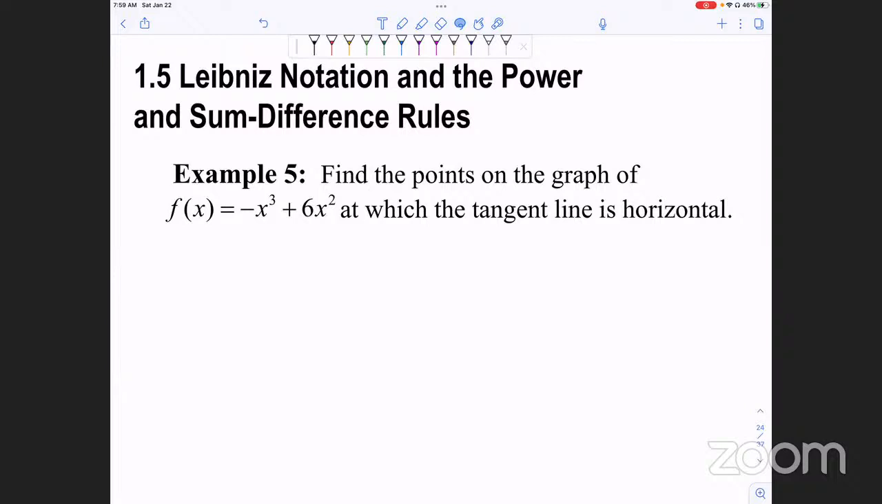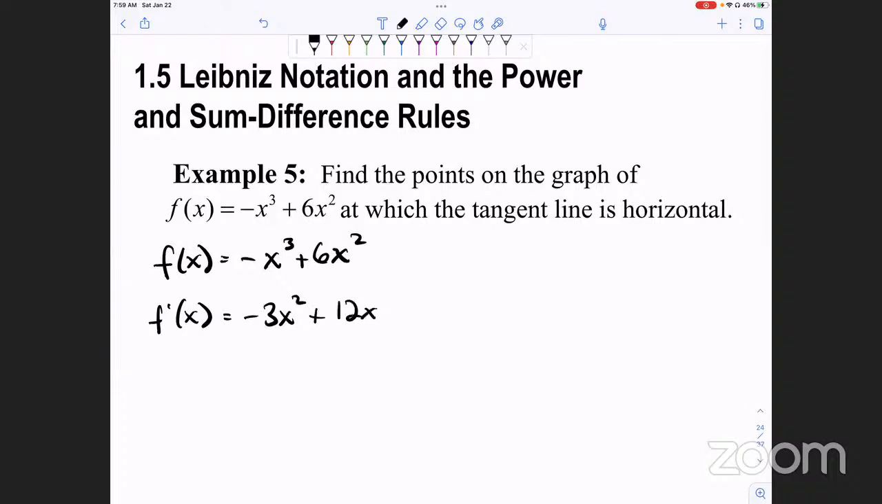Right. So we have this f of x equal to -x cubed plus 6x squared, right? So if we're going to take the derivative, let's go ahead and take the derivative. So then f prime of x is going to be -3x squared plus 12x, right? Then now if we want to find when the tangent line is horizontal, that means it's going to have a 0 slope. So we need to find those x values that make the derivative 0. So we're going to set this equal to 0 and solve.